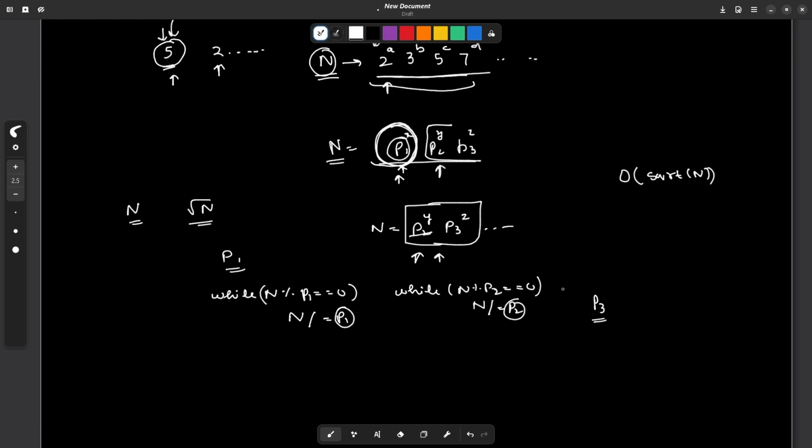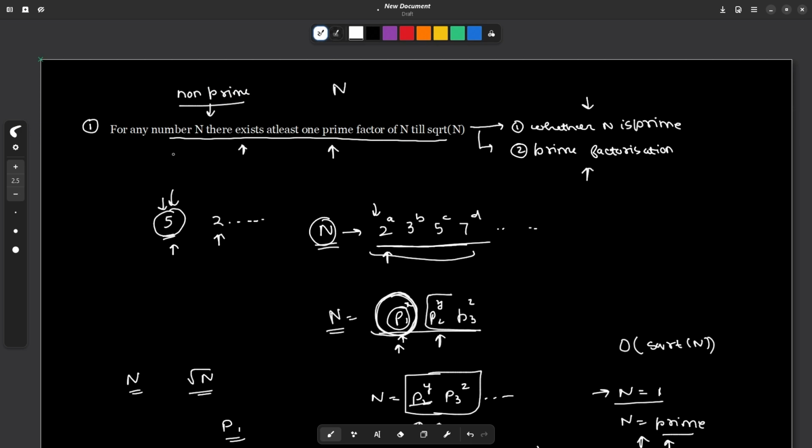At the end, what will happen is, either my n will be equal to 1 or my n will be equal to some prime number. So this part is very obvious, that if I remove all the prime factors, then only one will be remaining. But how can this case be possible? So this can be the case where only one prime factor is remaining. And remember, this statement that we talked about only works for non-prime numbers.